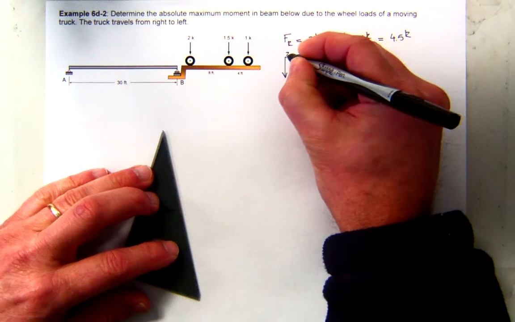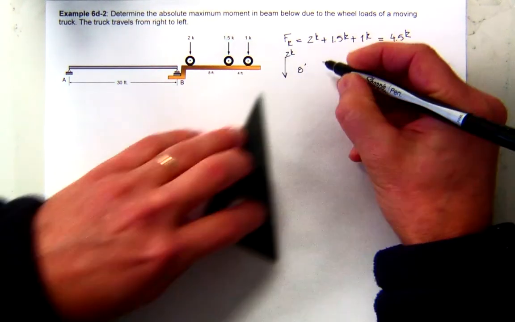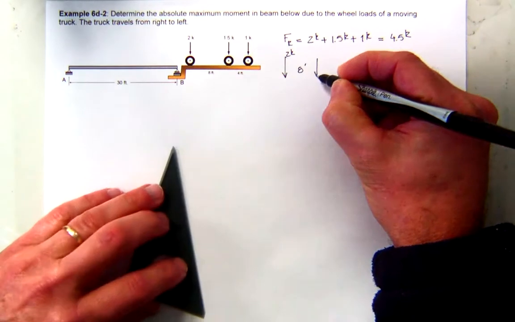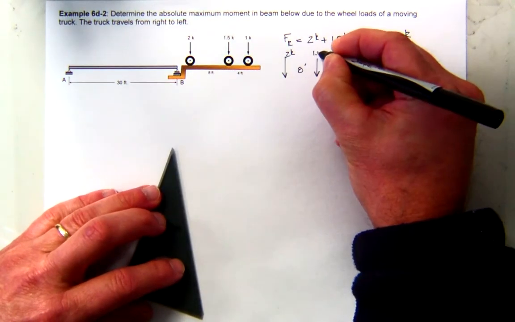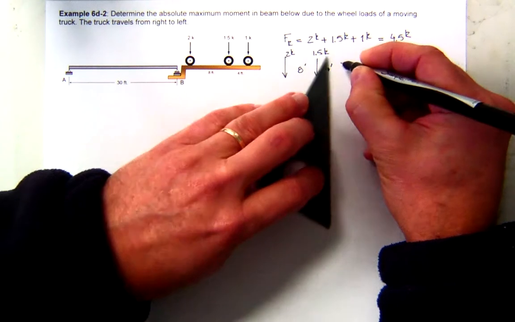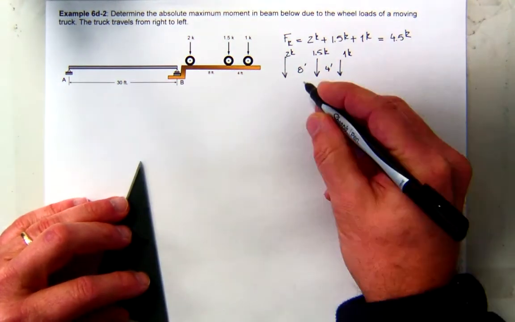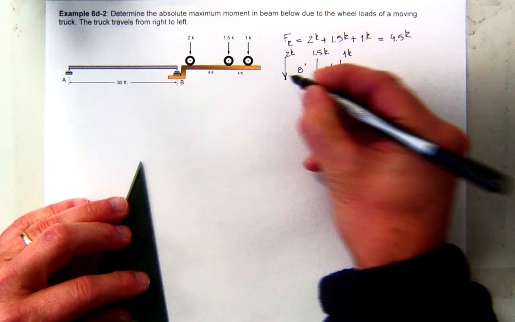So I'll just draw that out so you can see it. So here's the 2 kip force, and I know that's hard to see. We already talked about that. So that's 8 feet back to the 1.5 kip force, and then 4 feet back to the 1 kip force. So what's the moment about this point right here?